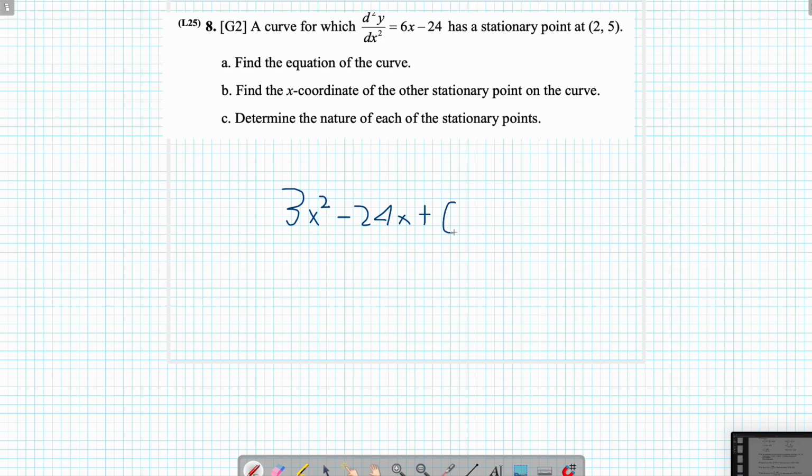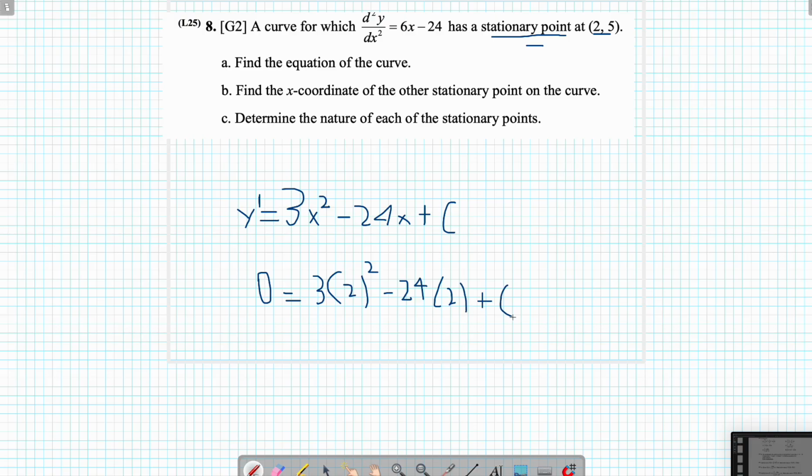By the way, guys, there is a high chance that this becomes a written part. So please, once you do this, make sure that you include that it's equal to y prime, which is the first derivative. And then here, they said has a stationary point at 2, 5. Stationary point being the key word. This means when the first derivative is 0, x is 2. So 0 will be equal to 3 times 2 squared minus 24 times 2 plus c.